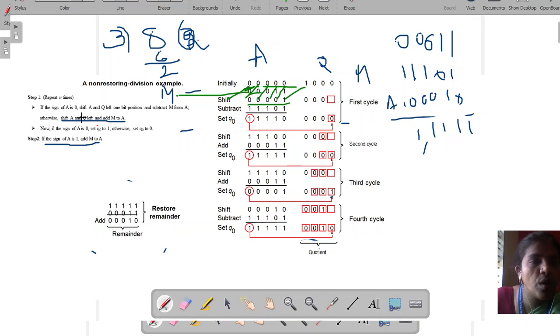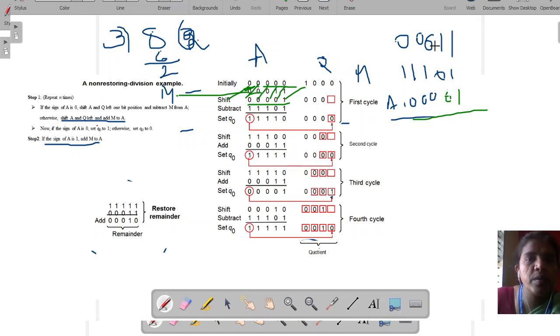Now you have to what after shifting? Subtract M from A. So subtract M from A means you have to take 2's complement of M. And A should be added to it. So what is the A value? A value is 4 zeros and 1, and M value is written here, which is 2's complement.